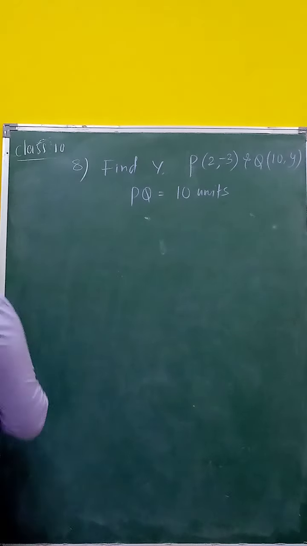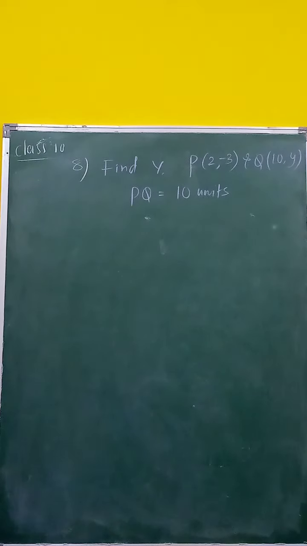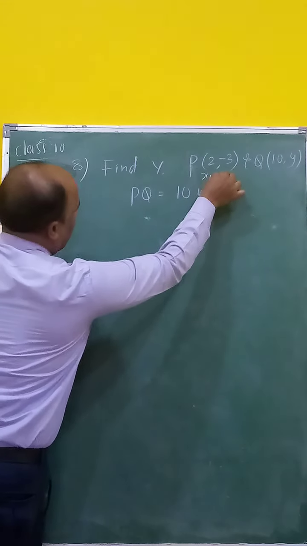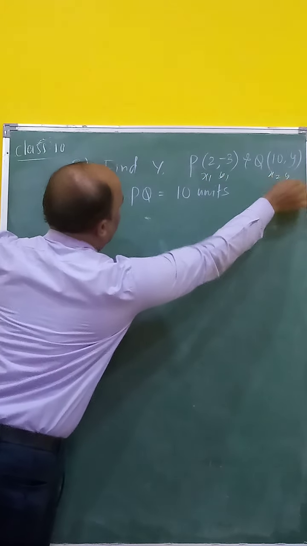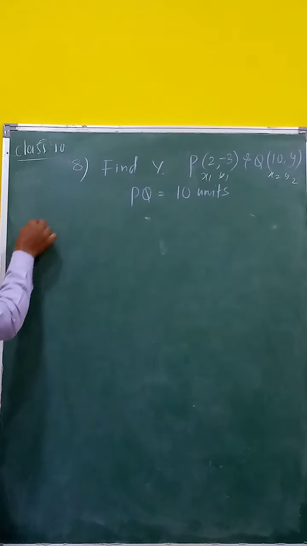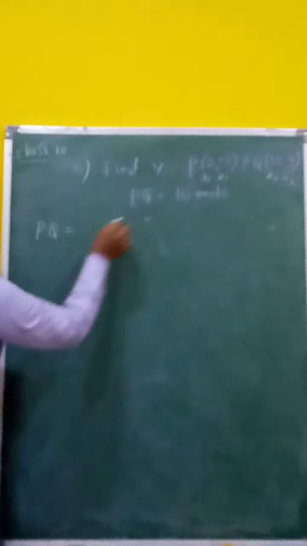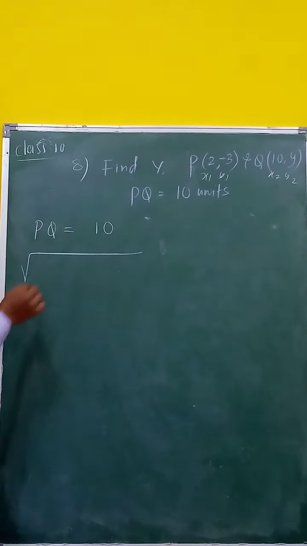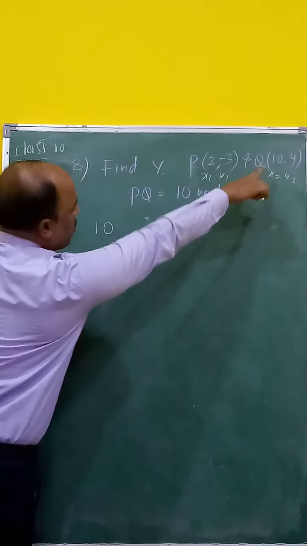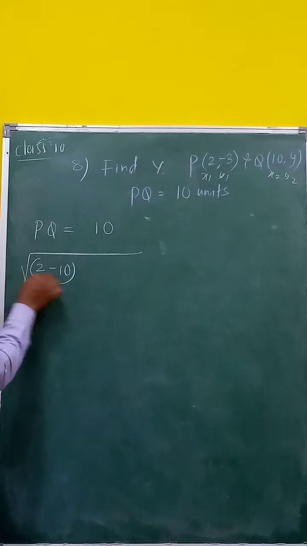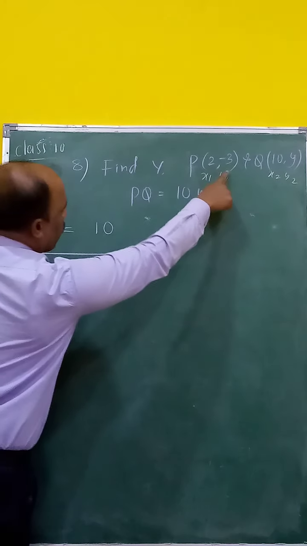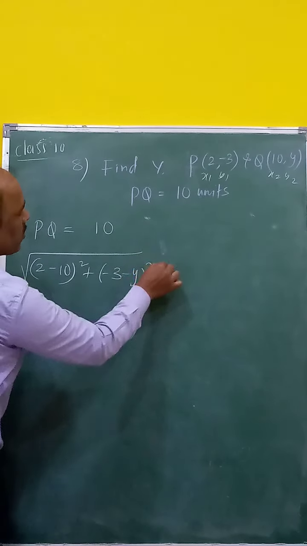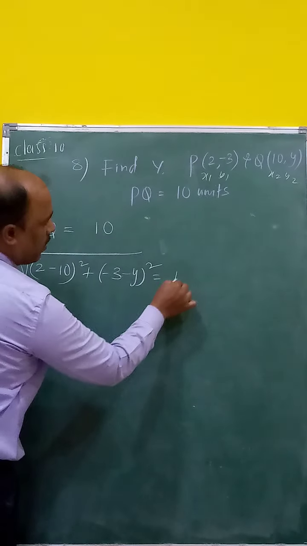Using the distance formula, we have to find the y value. Now the PQ distance we have to find first. This is x1, y1 and here x2, y2. Apply the distance formula. PQ is equal to 10, given. Apply the formula: x1 minus x2, that is (2 minus 10) whole square. Next y1, that is minus 3, y2 is y: (minus 3 minus y) whole square, is equal to 10.